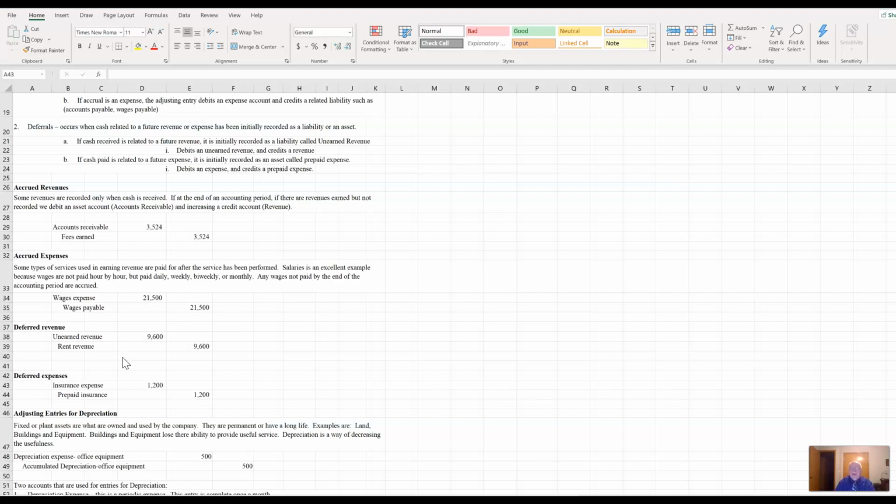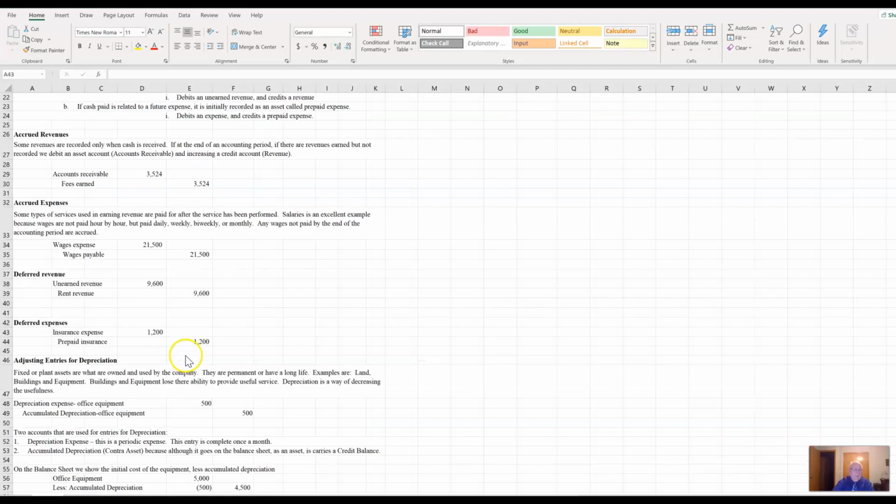But this is when you get paid ahead of time. They may have paid you for 3 months rent ahead of time, and you've earned 1 month of it. Okay, deferred expenses is when your original entry is prepaid insurance. You debit prepaid insurance, credit cash as the original entry. But then as you use the insurance, you have to expense it out. So you would debit insurance expense and credit your prepaid insurance.